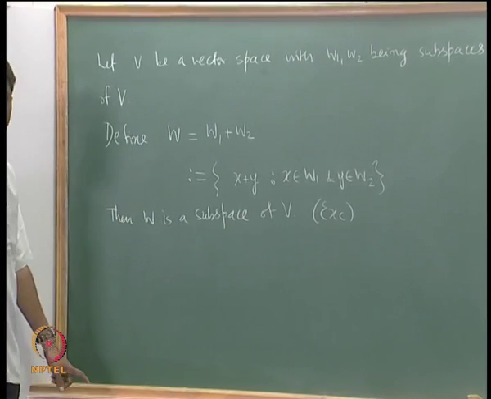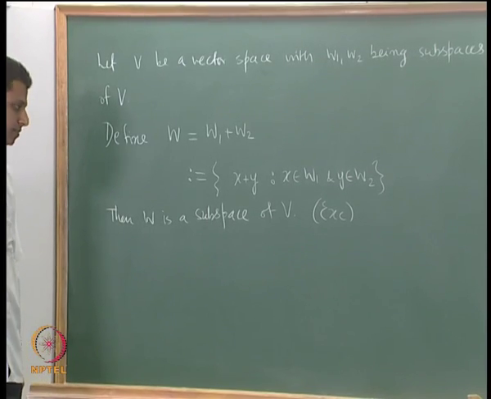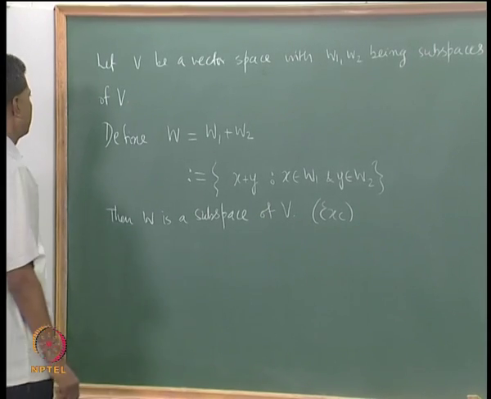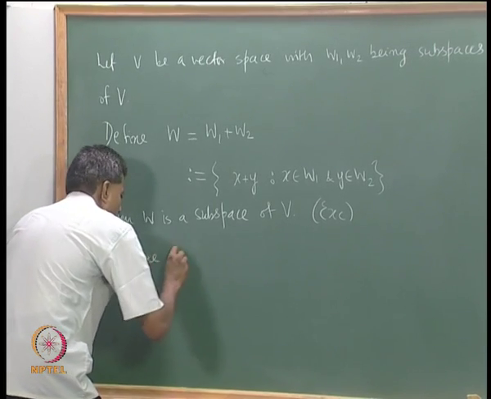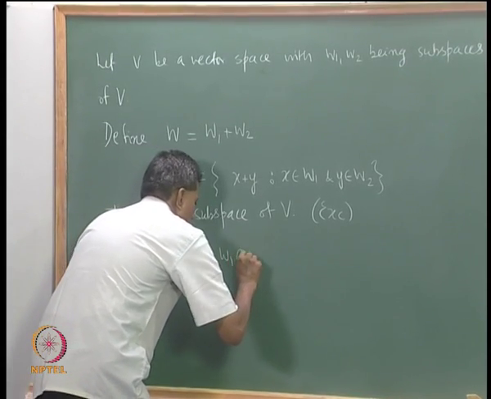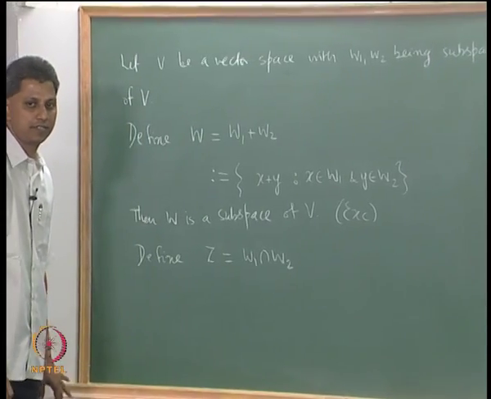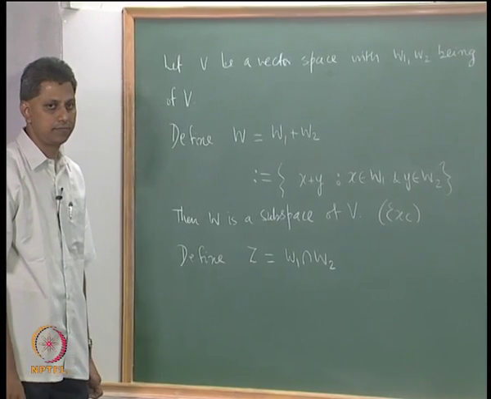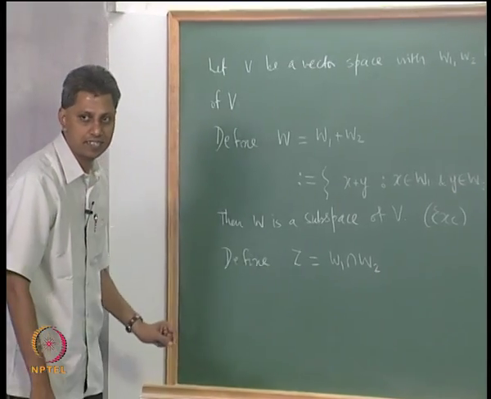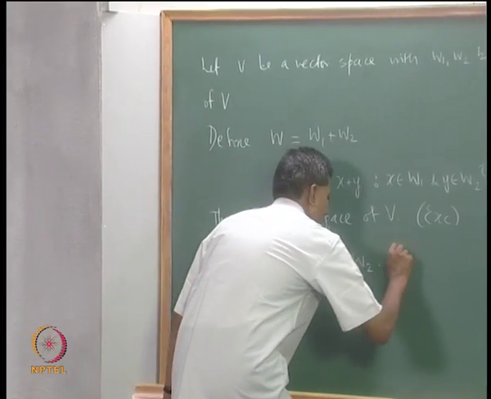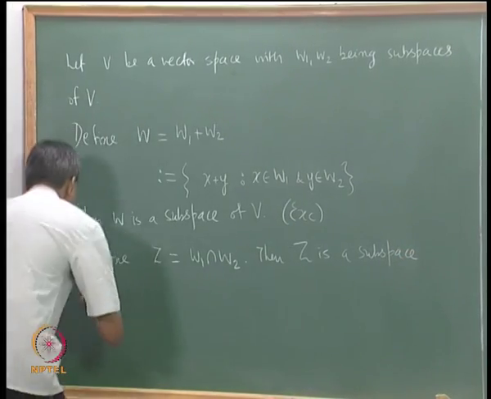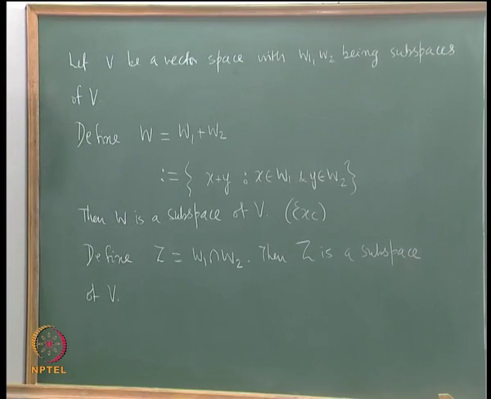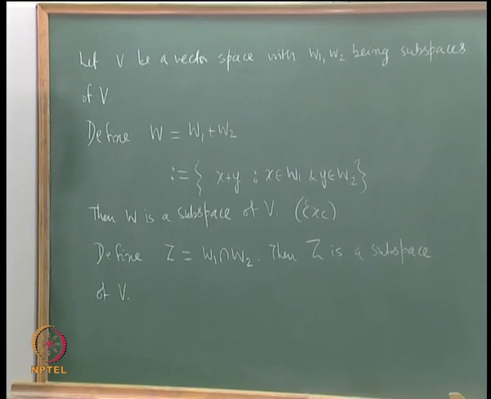Now, this is in some sense larger than W1 and W2. Let's look at something that's smaller than W1 and W2. So that's another subspace. Let's call it Z, W1 intersection W2, the set intersection. I'm going to leave this as an exercise for you to show that this is also a subspace. Z is a subspace of V. It is contained in W1 as well as W2, so you can think of it as a subspace of W1 as well as W2.